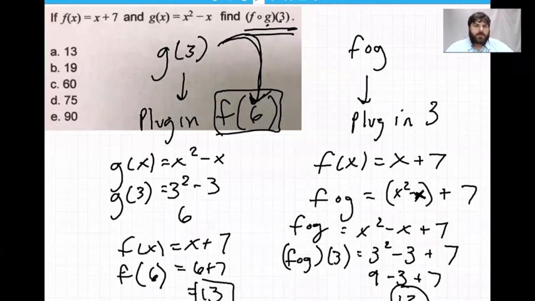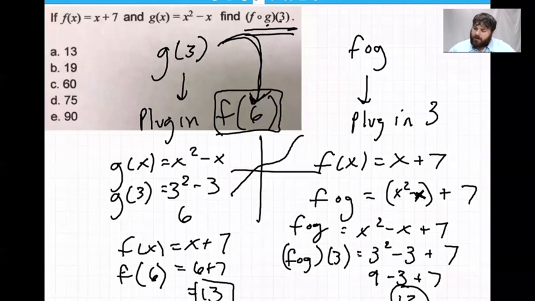It's just a preference. I think finding g of 3 first is the easiest. And it helps you understand when there's a graph what you're doing, right? If here's f and here's g, when you find g of 3, you're finding this point, and then you're taking that new y value and plugging it in for f. So it kind of helps you see with that as well.